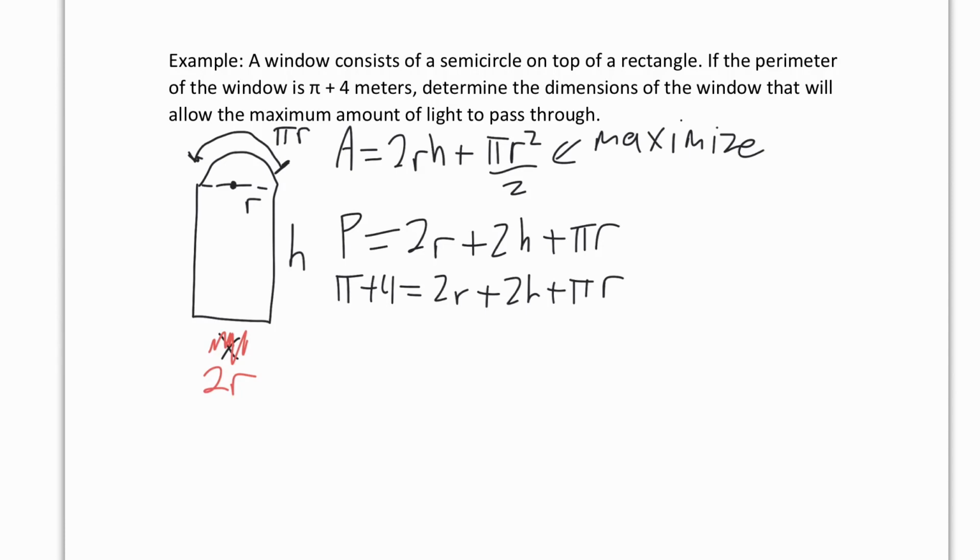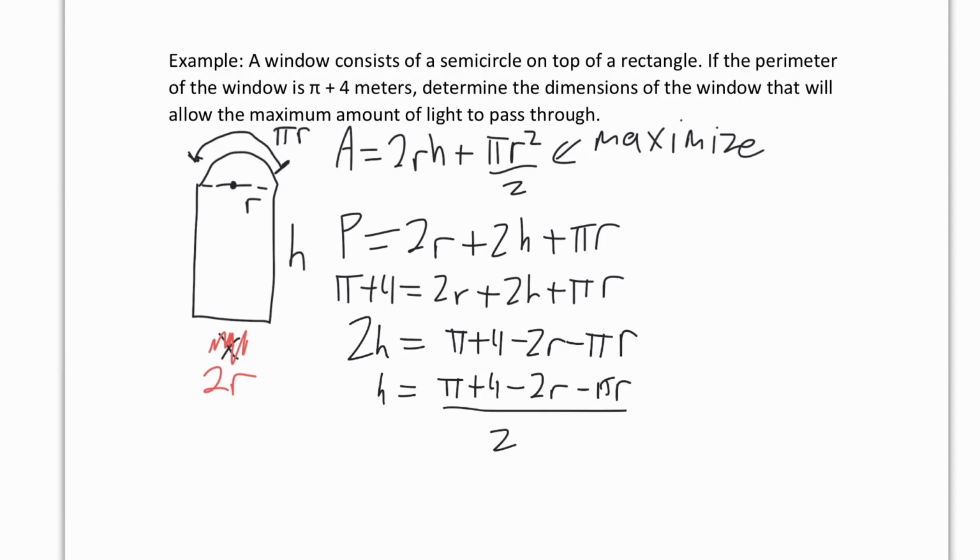It looks like it will be easier. There's an r squared and an r, so it looks like subbing in for r would be hard, but there's just an h. So I'm going to isolate for h because it looks easier to solve for. So I would get 2h equals pi plus 4 minus 2r minus pi r. So h is equal to pi plus 4 minus 2r minus pi r over 2.